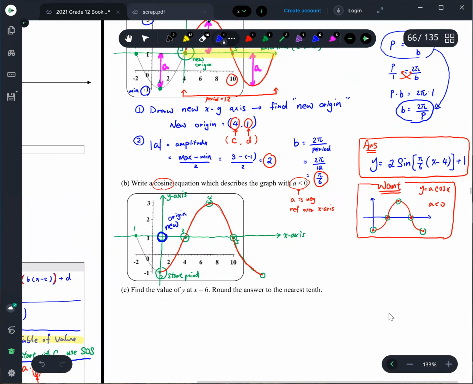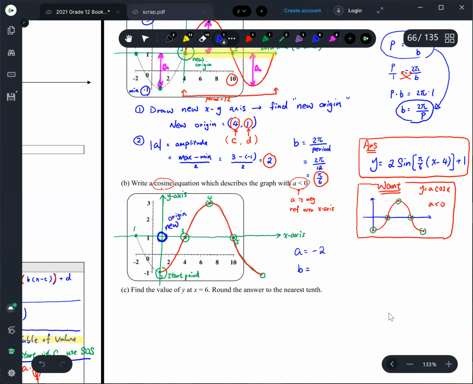So A should be the same because the graph is still the same one. So A is still 2. But because it's upside down, you need to put -2, right? Because they want A to be negative. The one the question wants is upside down, reflected over x-axis. Okay, so all you need to do is just add an extra negative sign.